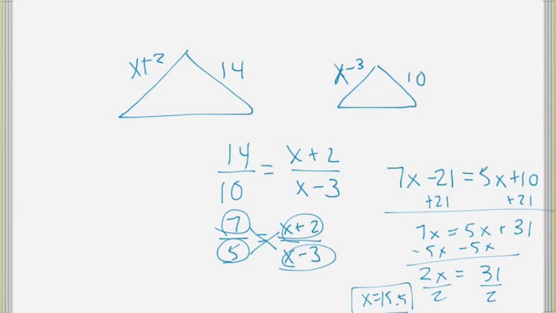Yes? Why is the smaller one on the bottom? Like, minus 14. It doesn't matter. You could also set it up 10 over 14, and then you would just have to do the x minus 3 over the x plus 2. It doesn't matter which direction you go as long as you're consistent in doing it. Okay.